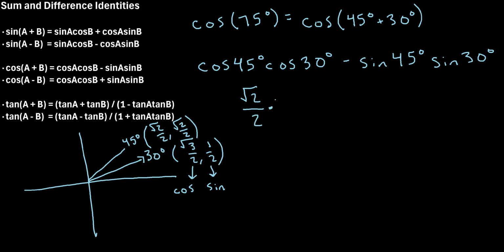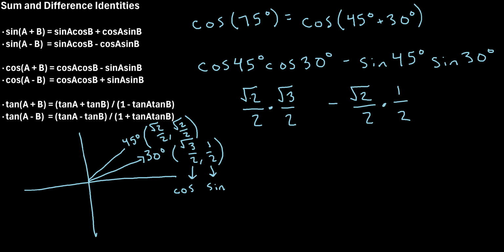And this will be multiplied by the cosine of 30 degrees. So the cosine of 30 degrees is square root of 3 over 2. And then we have minus the sine of 45 degrees. That would be square root of 2 over 2 times the sine of 30 degrees. So the sine of 30 degrees is 1/2.